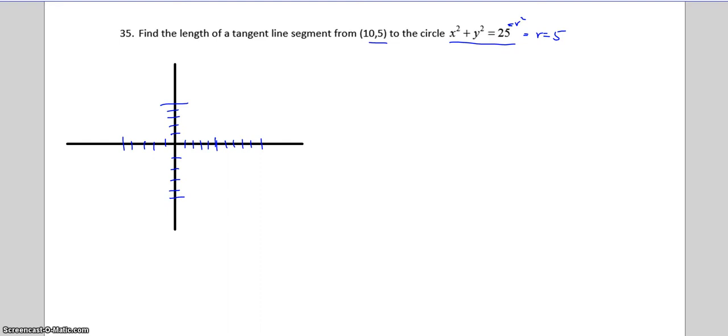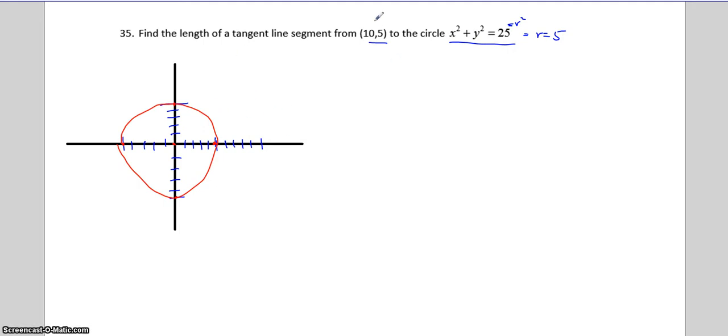It's centered at the origin because there's no x minus h or y minus k, or h and k are 0. So if I sketch that in red here, our circle has a radius of 5. 1, 2, 3, 4, 5. That will be the rough sketch of our circle. Again, not so good. It's hard to do this on a tablet. Sorry about that.